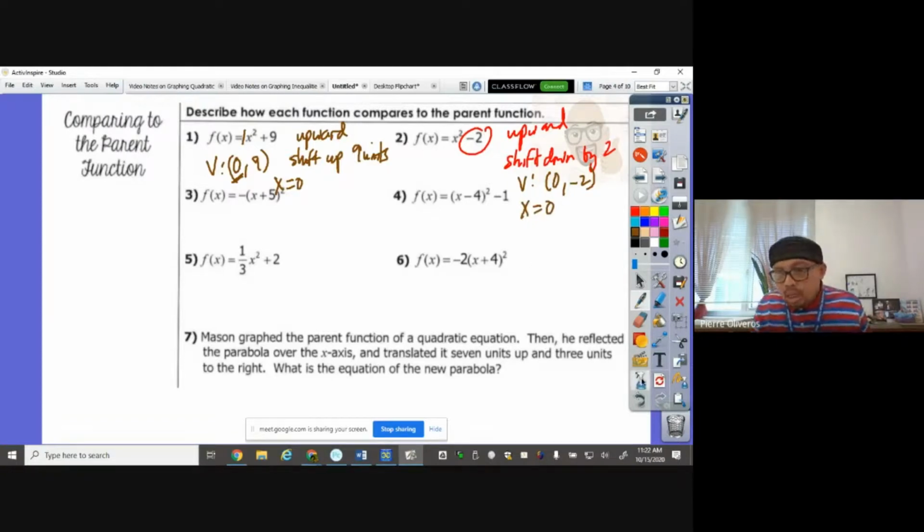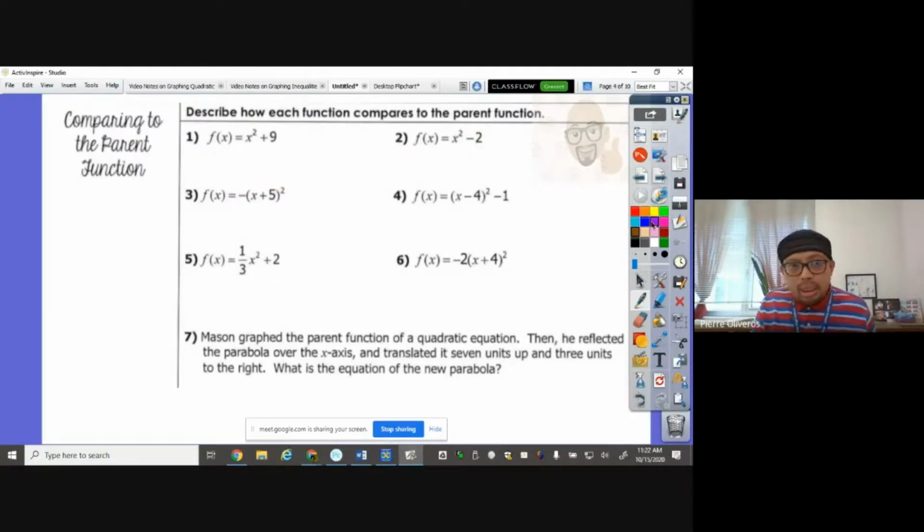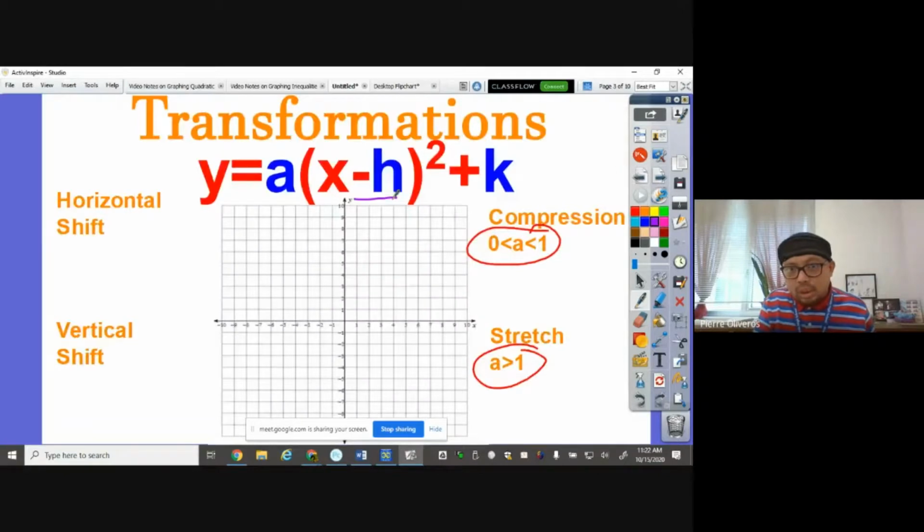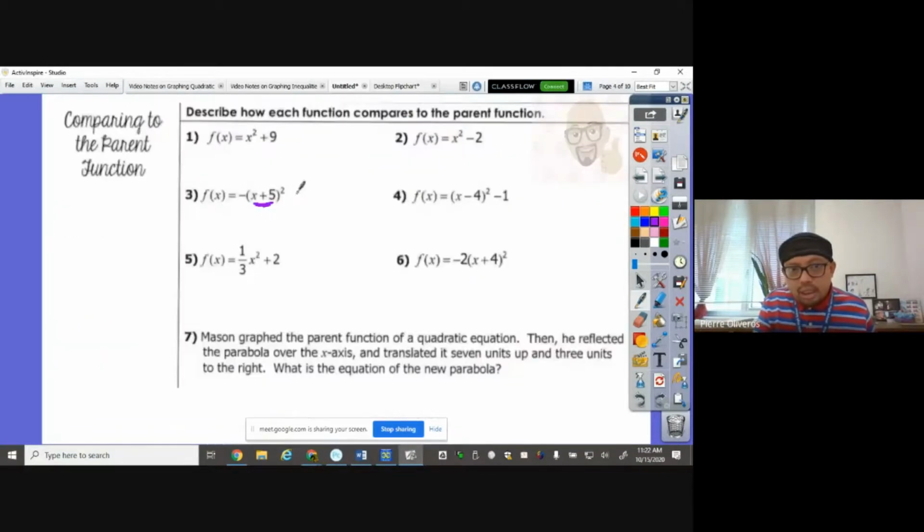Okay. Moving on, number 3. This one here, I see the plus 5 inside. If you go back to the rule, that's your h. So the vertex here is negative 5, comma 0. This is negative, so we know it opens downward, right? It opens downward. So therefore, that's a maximum value. The axis of symmetry here is x equal to negative 5.